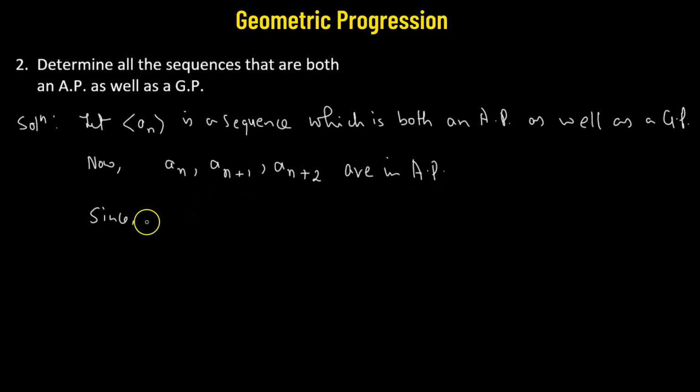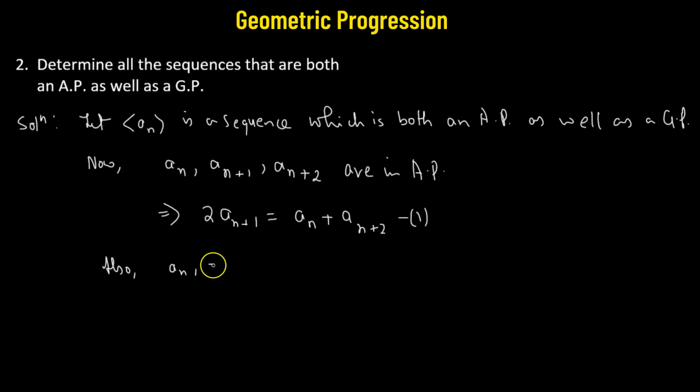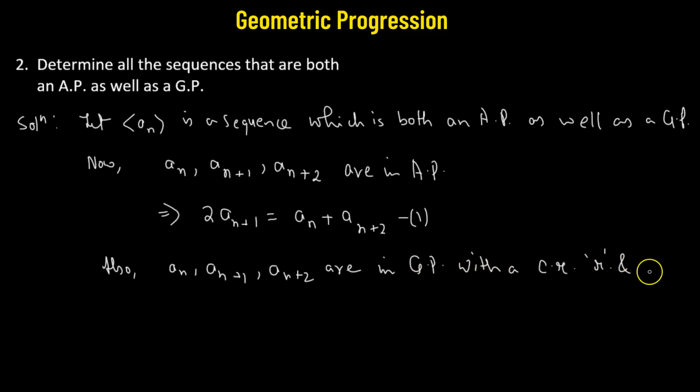Since they are in AP, which implies that 2 times the middle term must equal the first term plus the third term. Let this be equation number 1. Also, these 3 same numbers, an, an plus 1 and an plus 2, are in geometric progression with a common ratio r. So we're defining the common ratio as r, and the first term as a in lowercase.